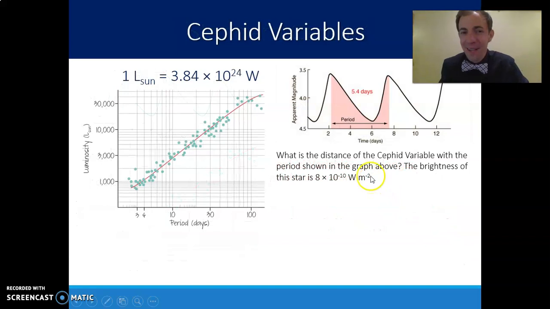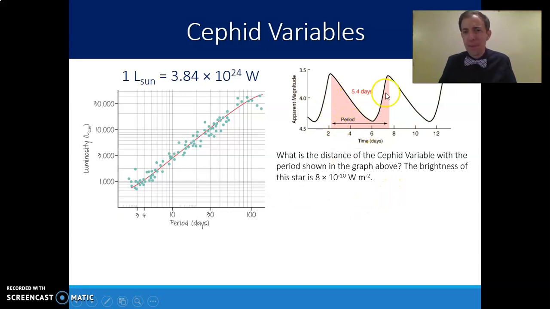So what this looks like with numbers is something like this. We say, what's the period of the Cepheid variable with the brightness shown in the graph above? This is similar to the last one that we saw. This has a period of 5.4 days. We know what the brightness of this star is. So all we need is to know the luminosity, and we can work backward to figure out how far away it is.